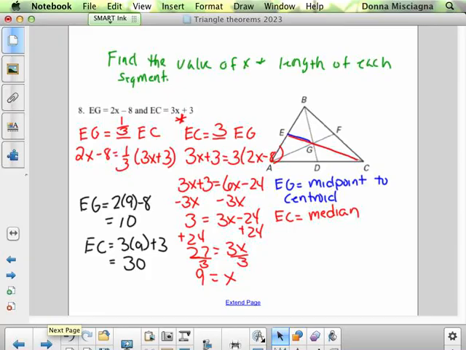And that's the end of this video. So thanks for watching. I hope you've learned a little bit more about finding measures of the segments that create the median. And in this case, we solved algebraic equations to find the value of x and the length of the median and the segments.